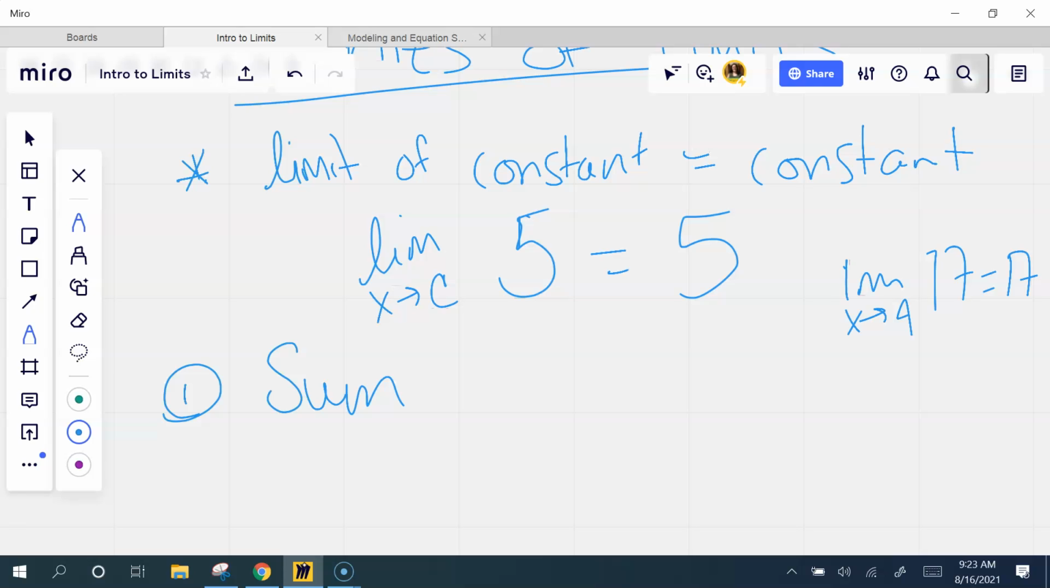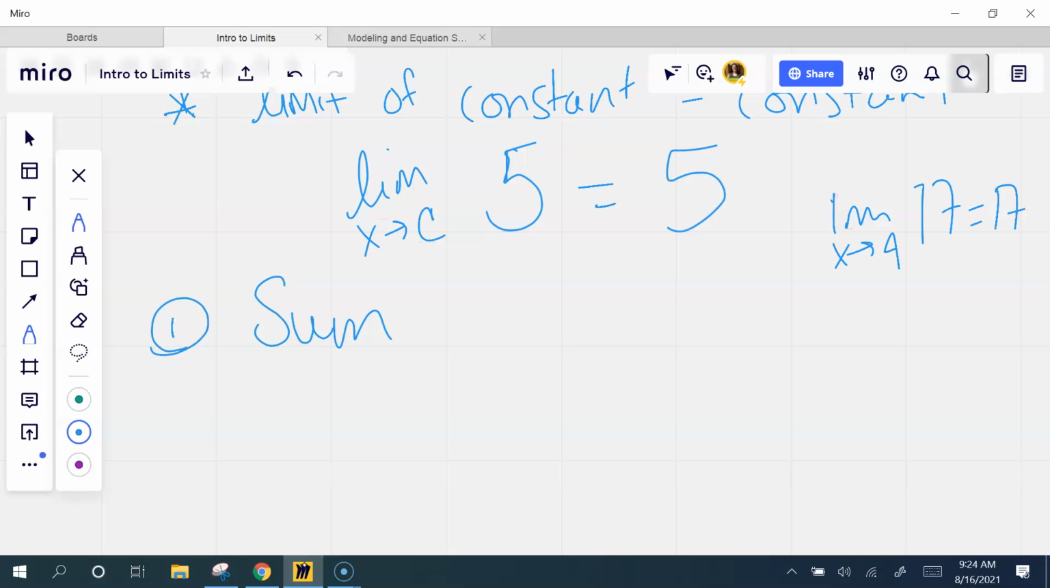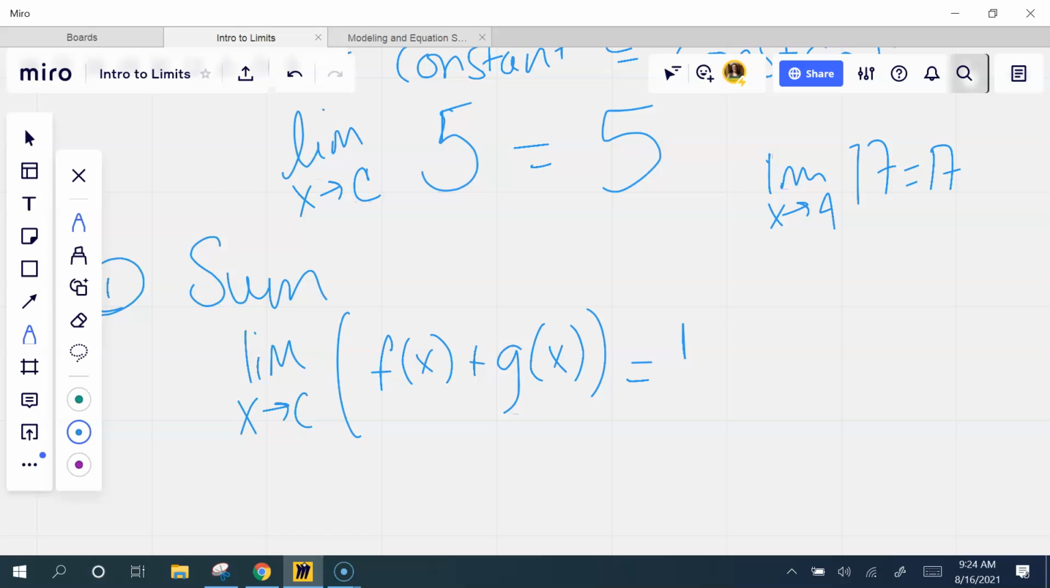Okay. Sum. You can break limits apart with addition. So if I have the limit as x goes to c of f of x plus g of x, this tells me that I can break this apart as the limit as x goes to c of f of x plus the limit as x goes to c of g of x. You can split them up.